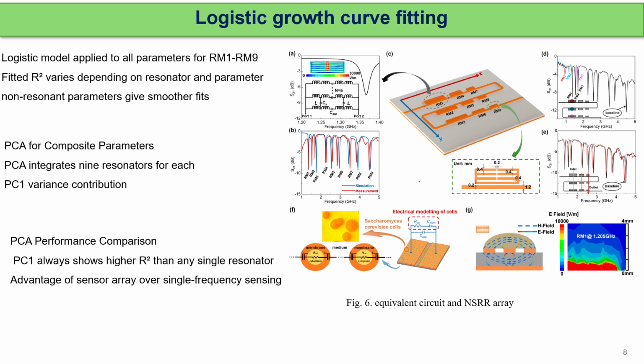We then used PCA to combine the data across all 9 resonators. The first principal component PC1 captures most of the variance, ranging from about 51% to almost 100% depending on the parameter. PC1 consistently achieved higher R square than any individual resonator, showing that the sensor array performs better than single sensing.